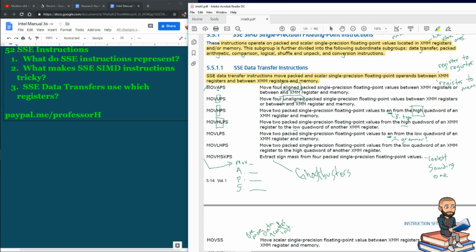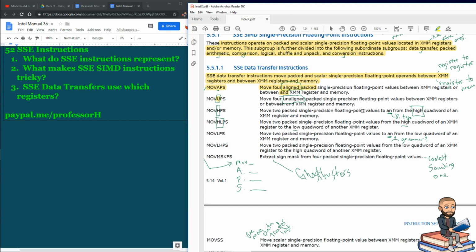Now the first instruction is MOVAPS, as in move aligned packed, so I circled the A for aligned. Move aligned packed single precision floating point values between XMM registers or between an XMM register and memory. Oh, I think that might be a typo right there. But it's straightforward: MOV stands for move, A is aligned, P for packed, and S for single precision floating point. Now if you want to move an unaligned one, and we talked about unaligned data before, well, there's that instruction.